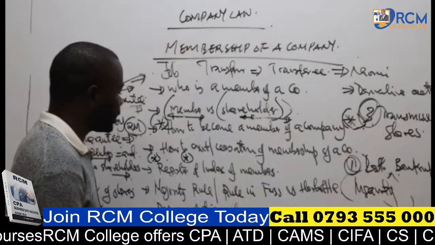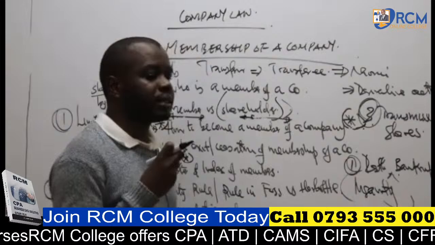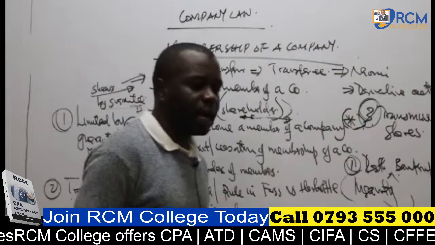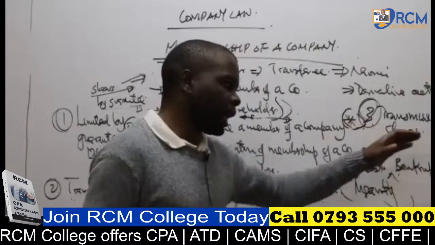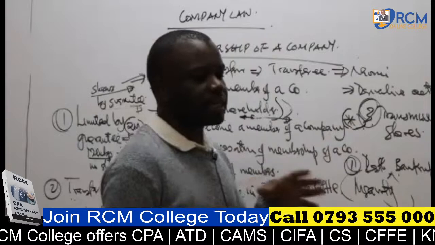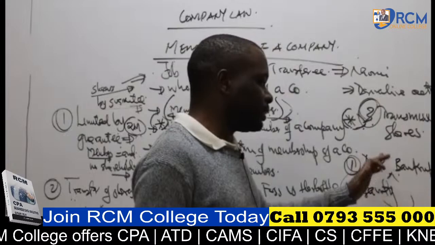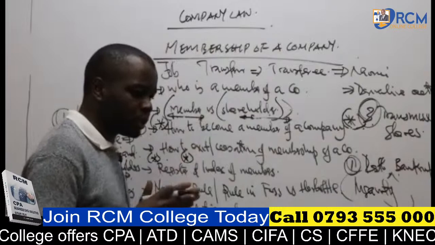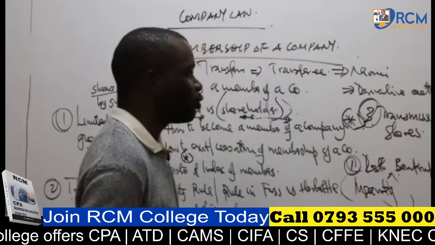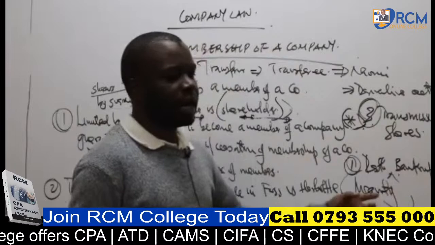Until the name is removed, he will still be seen as a member of the company. So transmission and transfer are usually a process. While the process is still being undertaken, under transmission, the person declared dead, bankrupt, or insane will still have his name appear in the register of members until the process has ended. But by operation of law, the shares have already passed to either the beneficiary, the receiver, or a trustee for the benefit of the insane person.